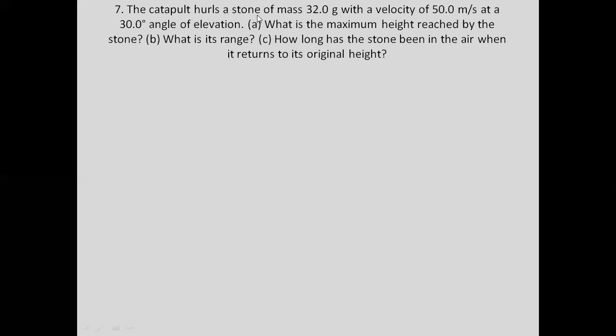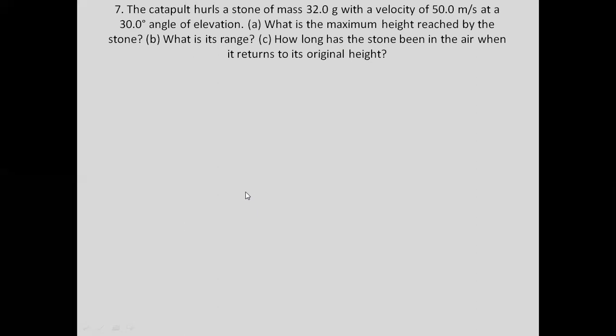A catapult hurls a stone of mass 32 grams with a velocity of 50 meters per second at an angle of 30 degrees of elevation. What is the maximum height reached by the stone? What is its range? How long has the stone been in the air when it returns to the original height? That means we have to calculate three things again. Number one, the height of the projectile. Number two, the time of flight. And number three, the range.